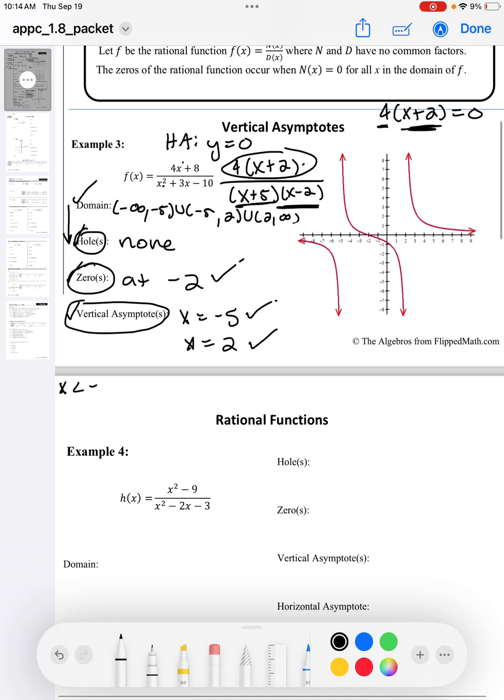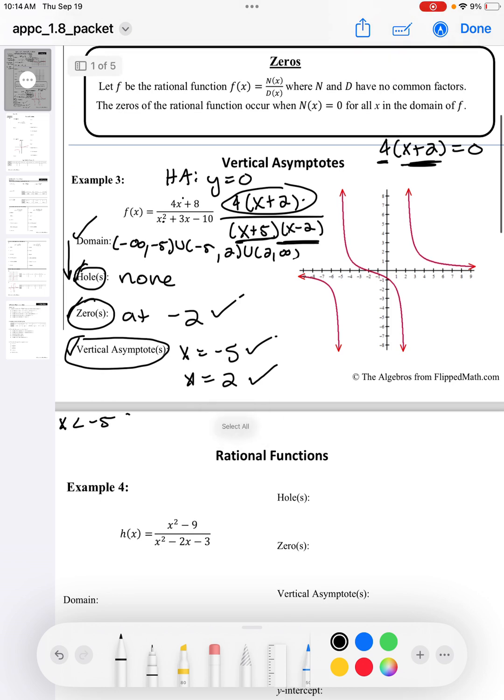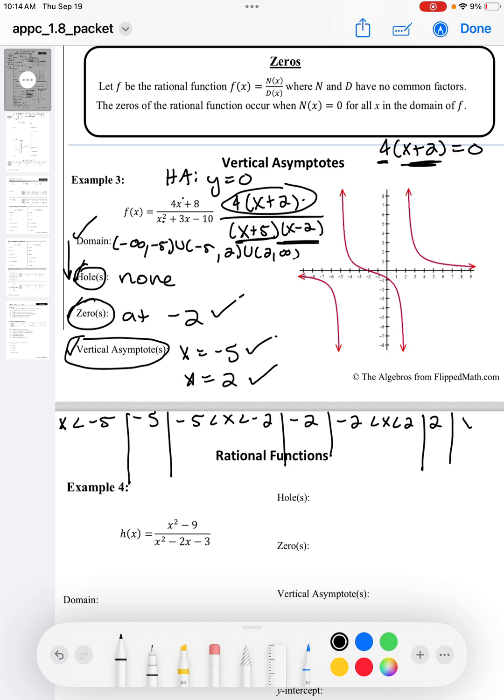Okay, so I'm going to do x less than -5. That'll be the first one. And then we're going to stop at -5. Then we're going to say between -5 and -2. Stop at -2. And then we're going to go from -2 to 2. Stop at 2. And then x greater than 2.